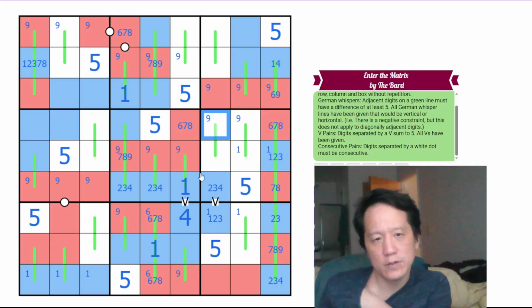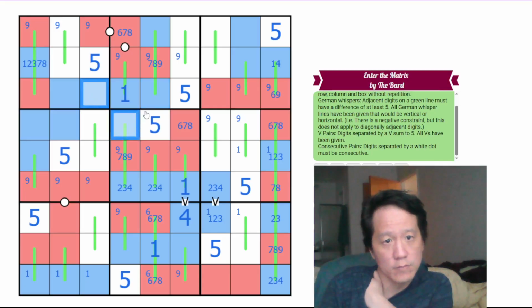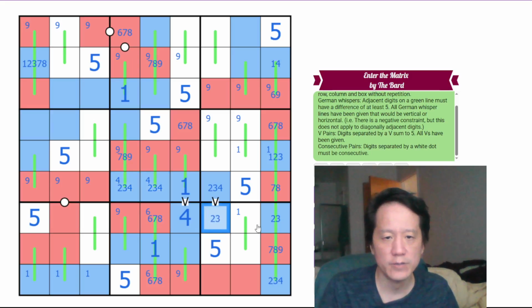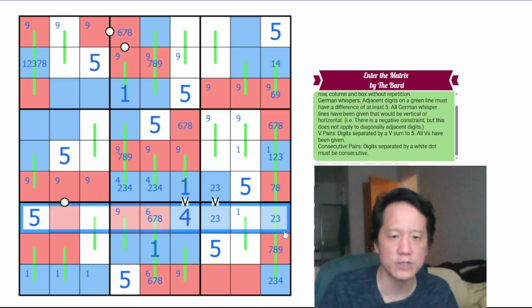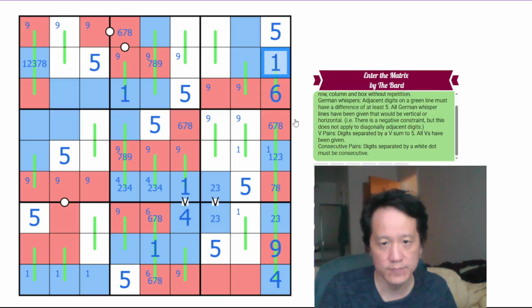Okay. None of these can be 4 because they're next to a 1 and there's no V in between them. So 4 has to be one of these. Oh, yeah, this can't be 1 because this would have to have a V between them. This can't be 4. We have a 2, 3, 2, 3 pair, which eliminates 2 and 3 in the rest of box 9. So this can't be 2 or 3. This makes this 4, then 9. This can't be 9, so this is 6, which makes this a 1.